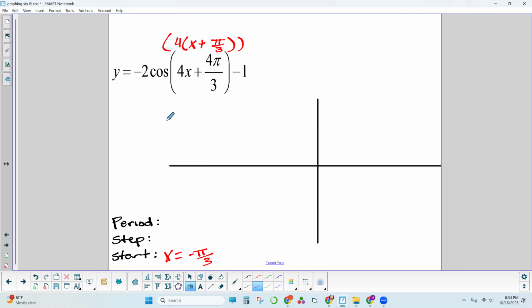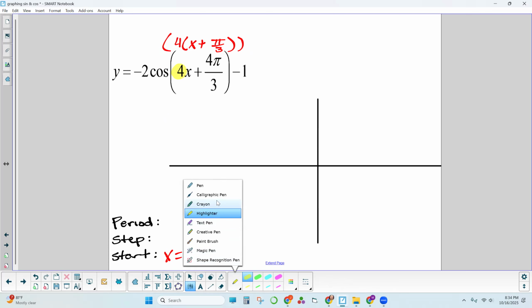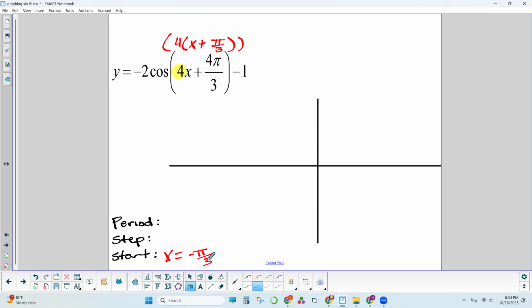Now our period is 2 pi, of course, but there is that b value right here. It can be found between the function name and x. So that is our b value. So what we're going to do is take 2 pi divided by b. So 2 pi divided by 4, which will give us pi over 2.